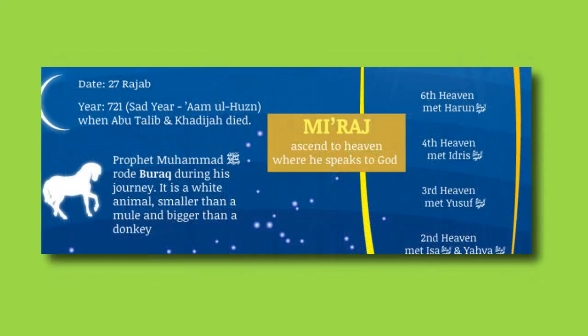Sunday, March 22nd, is Lailat al-Miraj. It is generally believed that the event of Miraj, the ascension of the Prophet Muhammad to the heavens, took place on the night of the 27th of Rajab.